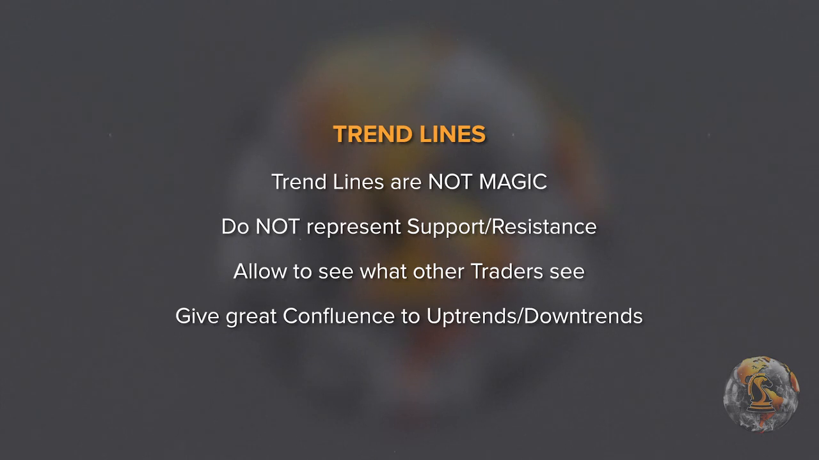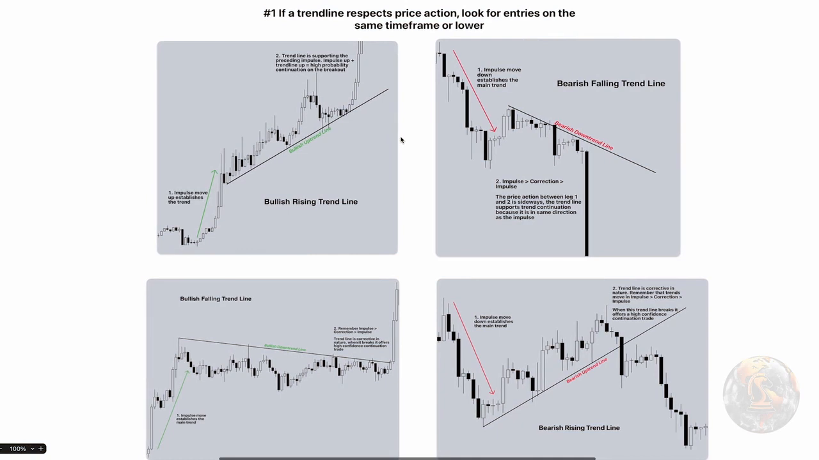So, I've summarized trend lines into 3 simple rules that can show you how best to trade them and some common mistakes to avoid. So let's go through those now. Rule number 1, if a trend line respects the price action which preceded it, then you should look for entries on the same time frame or lower. So, what does that mean? If your trend line is holding in the direction you would expect it to hold for continuation, then you should look for entries in that direction on the same time frame or lower.